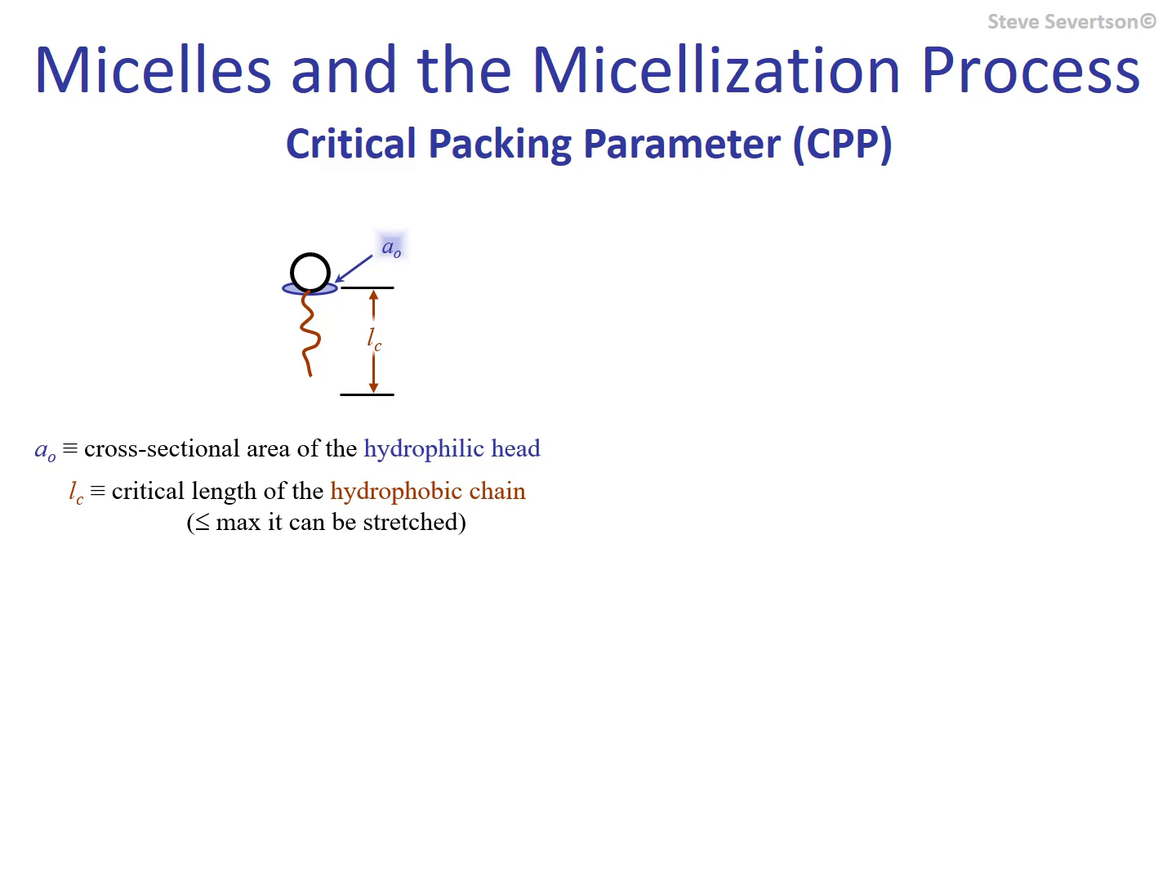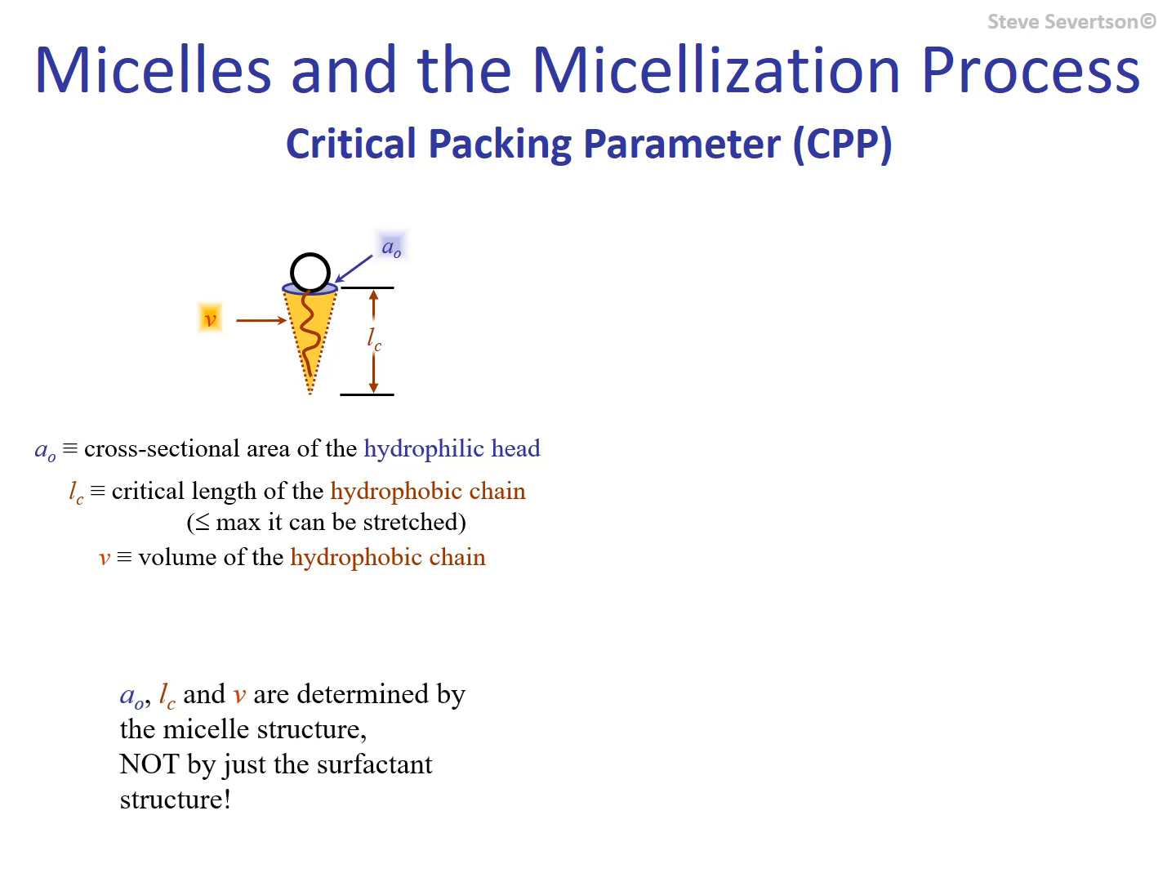The third term required is the volume occupied by the hydrophobe within the micelle structure, which is indicated here with a lowercase v. The volume is a conic shape that connects the optimal area to the base of the hydrophobe. The critical packing parameter, CPP, is a ratio of this volume to that of a cylinder with a cross-sectional area of a0 and a length of lc. So what does CPP tell us?